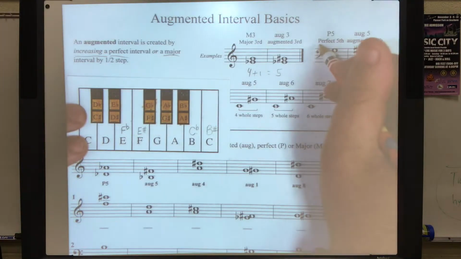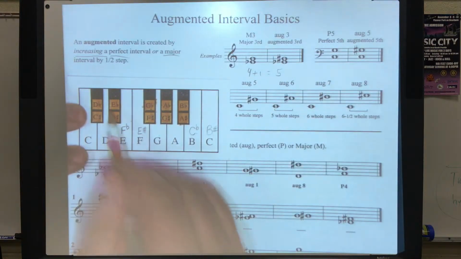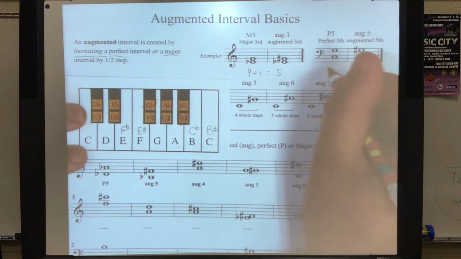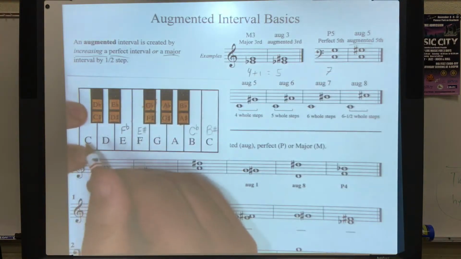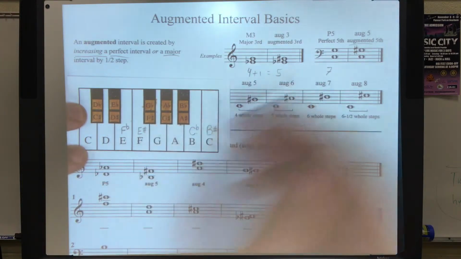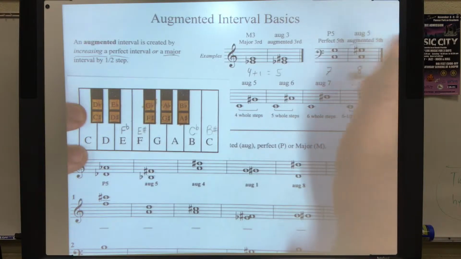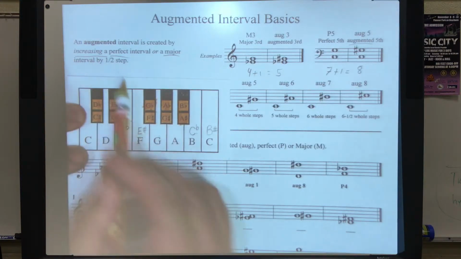We've got a perfect fifth, C to G. C to G, as we know, is 1, 2, 3, 4, 5, 6, 7 half steps. So we've got 7 half steps. To augment this fifth, or to make it an augmented fifth, we're going to change the G to a G sharp. So the G becomes a G sharp. And let's count the half steps. So starting on C, 1, 2, 3, 4, 5, 6, 7, 8 half steps. Okay, so we've got 8 half steps. And again, all we do is add a half step or increase the interval by a half step.